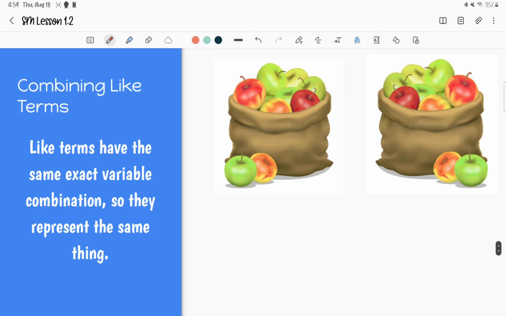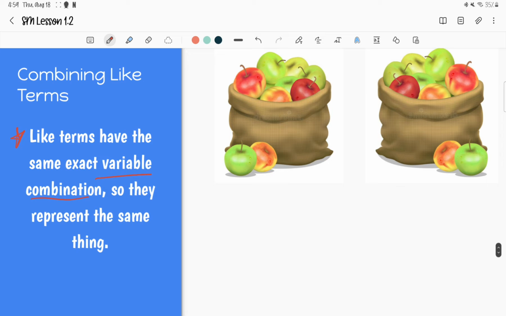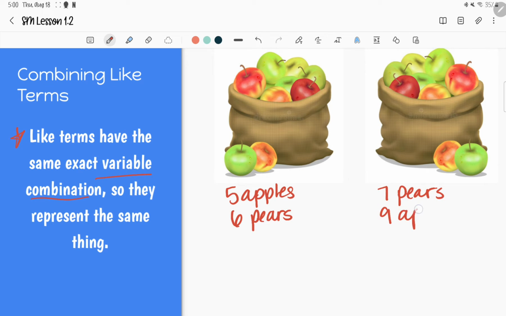So here's a definition of like terms for you. Like terms have the same exact variable combination so that they represent the same thing. So let's pretend like we have 2 grocery bags, and in our first grocery bag, we have 5 apples and we have 6 pears. And in our second grocery bag, let's say we have 7 pears and 9 apples.